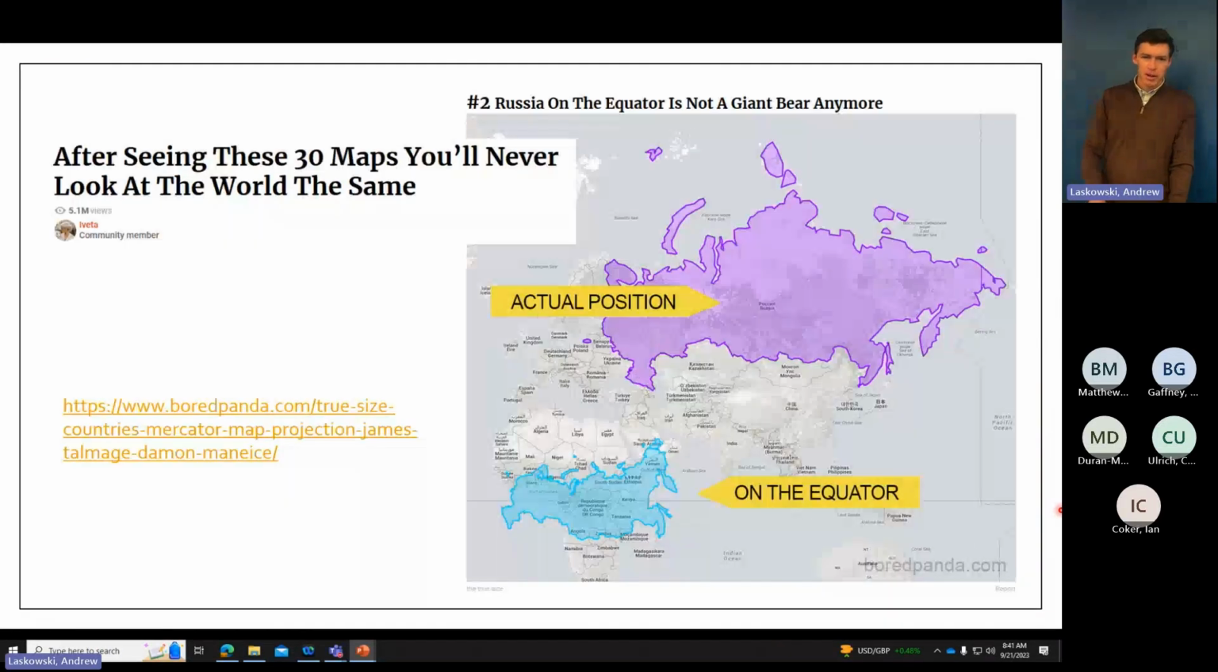Speaking of poking fun at Mercator, it's kind of like half this class, so it's a big pastime of people who do cartography. I'm gonna ask.